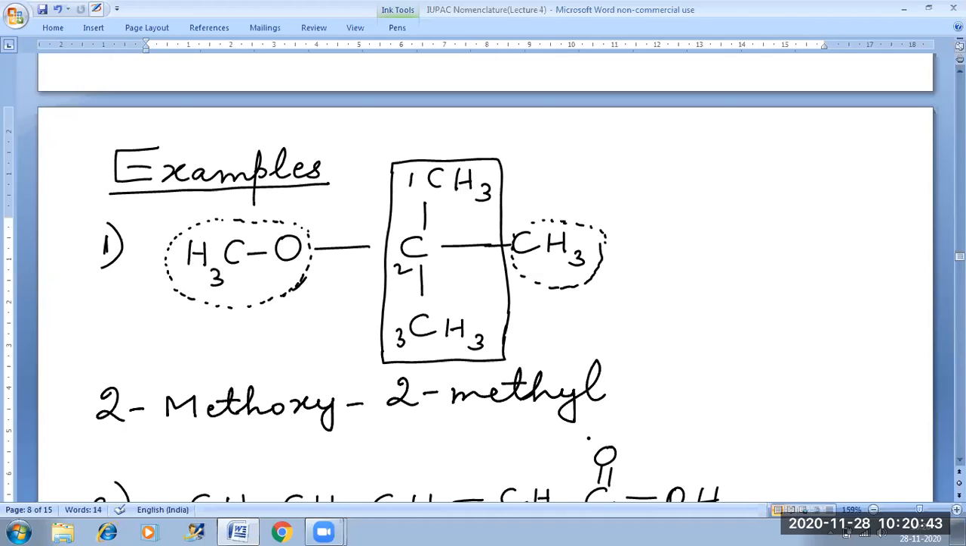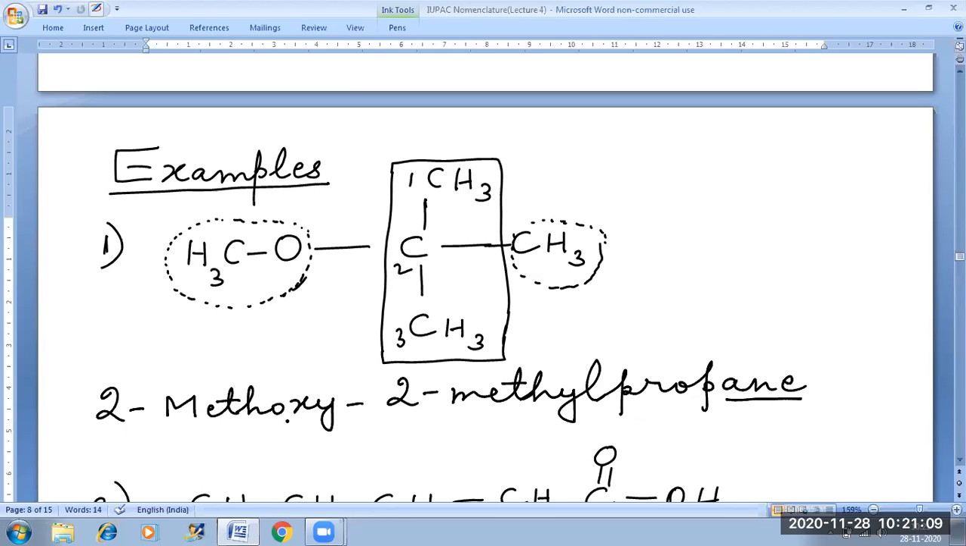2-methoxy, 2-methyl. Because there are two substituents, one is methoxy and one is methyl. So 2-methoxy, 2-methyl. Longest chain is of 3 carbon atoms, all are single bonds, so propane. 3 carbon atoms, right? So pro. And there is no double bond, no triple bond. So ANE. So this is the correct obvious name of the first compound.